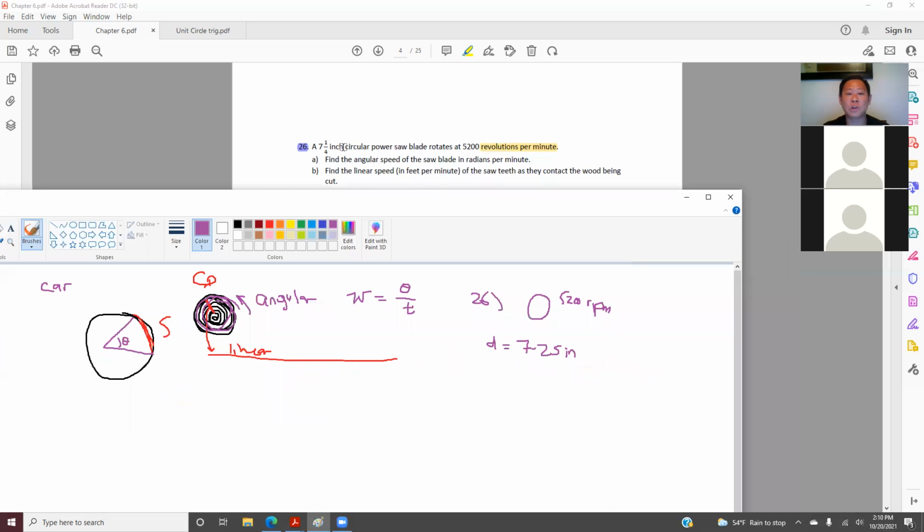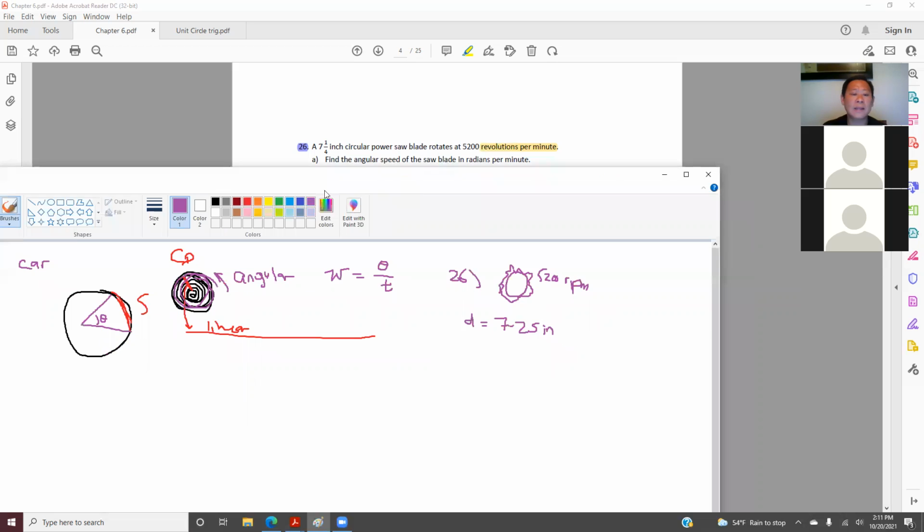The question says that you got a blade that rotates in a circular way, and the blade is 7.25 inches in diameter, something like that, and it goes 5,200 RPM. First thing is they always will ask you to find the angular speed. Our angular speed is usually measured in radians per minute. So this question is asking for angular speed in radians per minute.